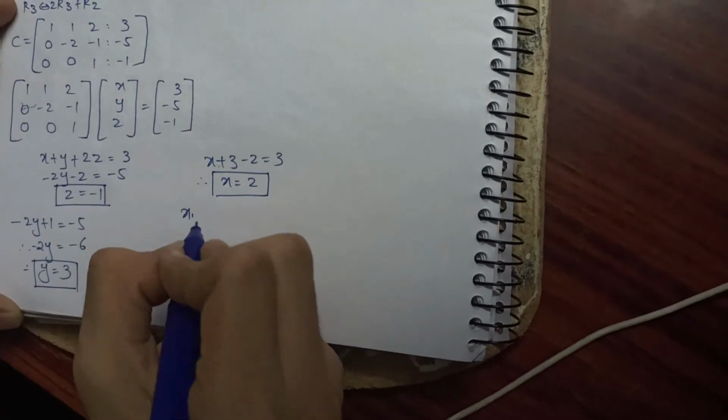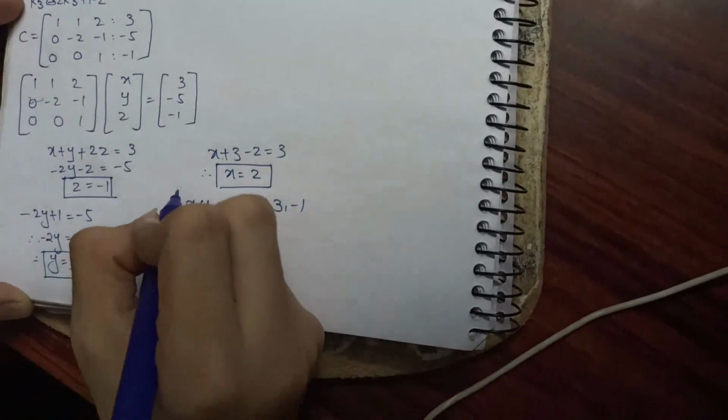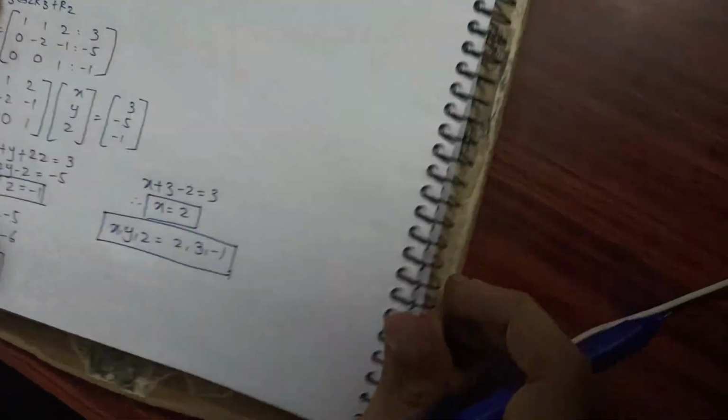So the values of our unknowns are 2, 3 and minus 1. This is how we deal with Gauss elimination method and solve our system of linear equations.